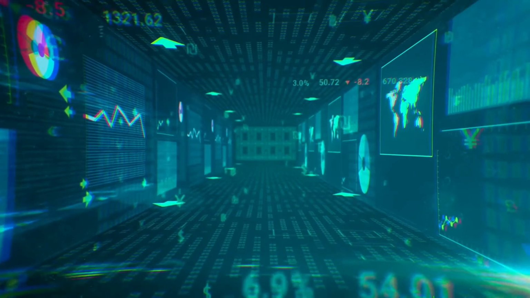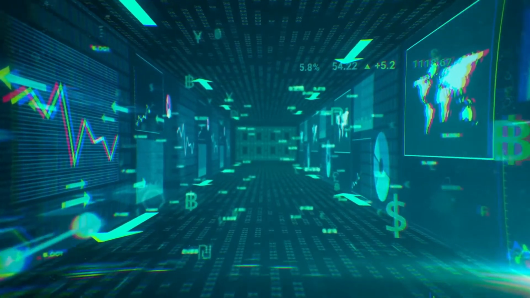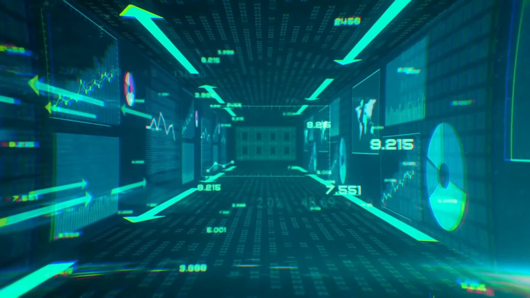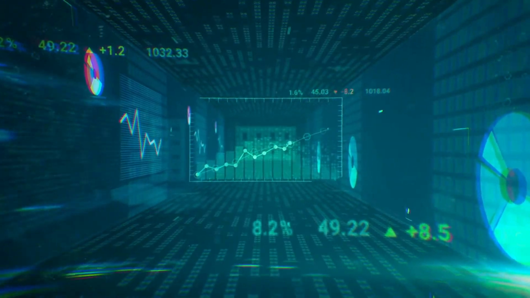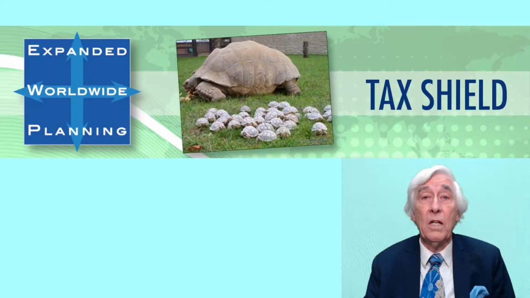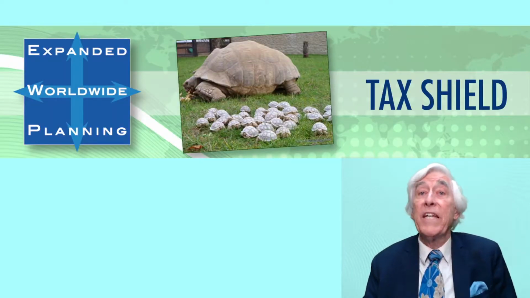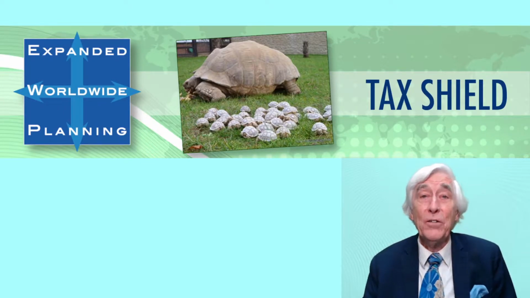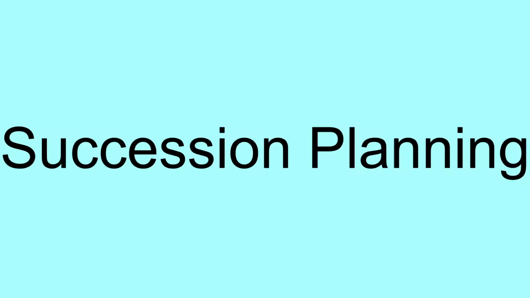A tax shield is an important EWP principle. Why pay more tax than is necessary? You can legally pay far less tax by placing your assets into an EWP structure. An EWP tax shield is very difficult to penetrate, like the shells of these tortoises.